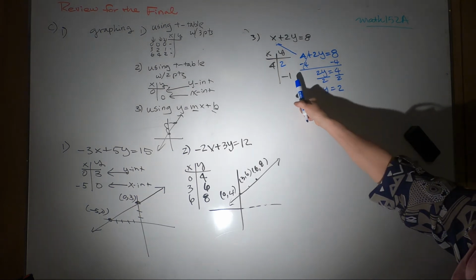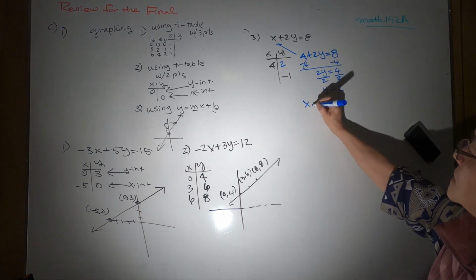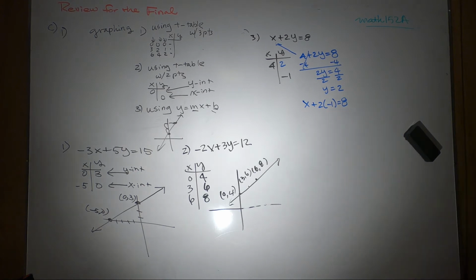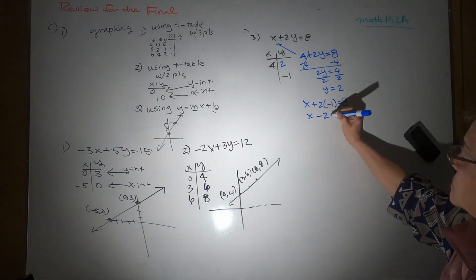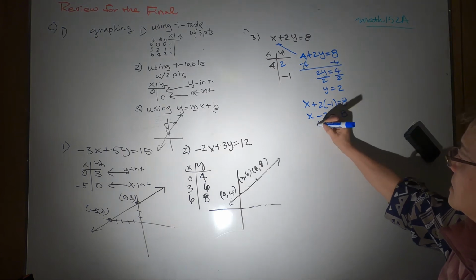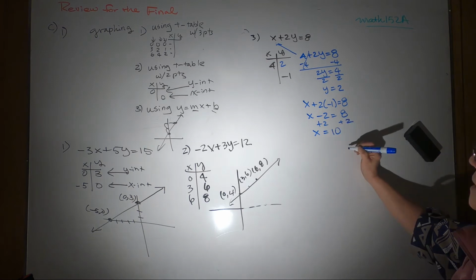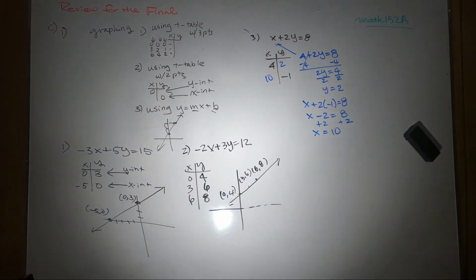Then if y is -1, you plug in here. So x plus 2 times -1 would be 8. Then that would be x minus 2 equals 8. Plus 2 on each side. x equals what? 10. That would be your 10. Just plug in, doing your t-table. Right?